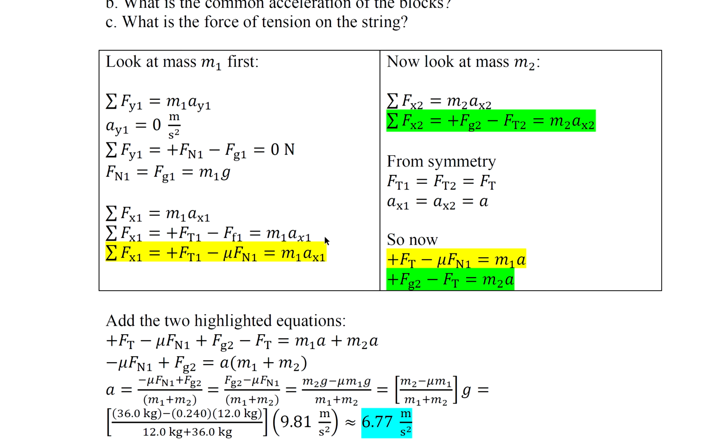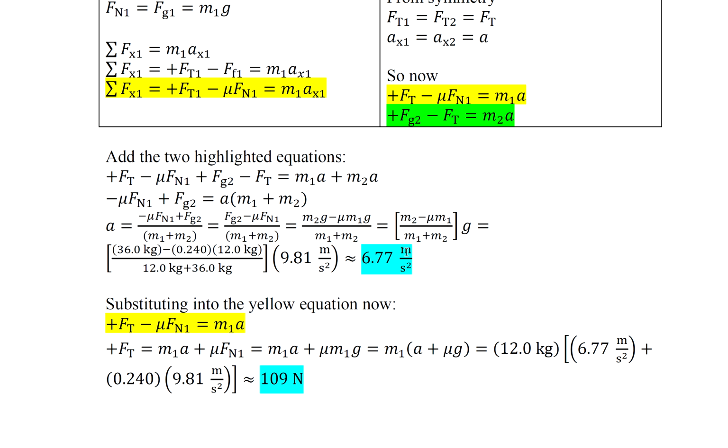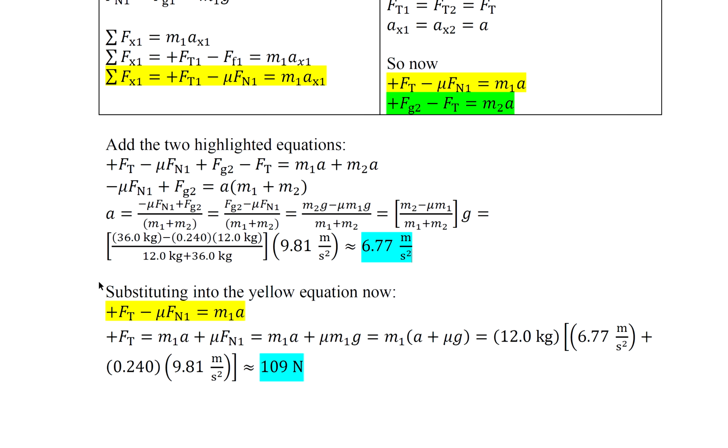So we have 2 equations and 2 unknowns. We don't know acceleration, we don't know force tension. Let's add these 2 highlighted equations, and we eliminate force tension and solve for acceleration. Now we know acceleration, let's substitute into the yellow equation to get force tension.